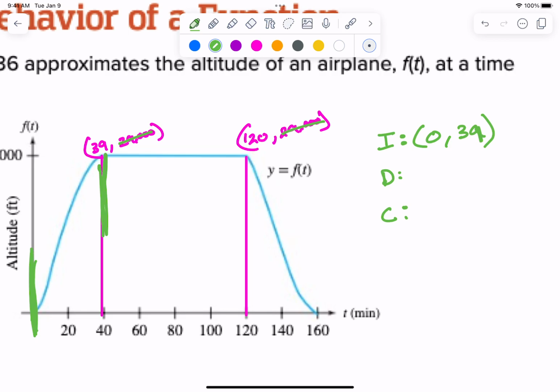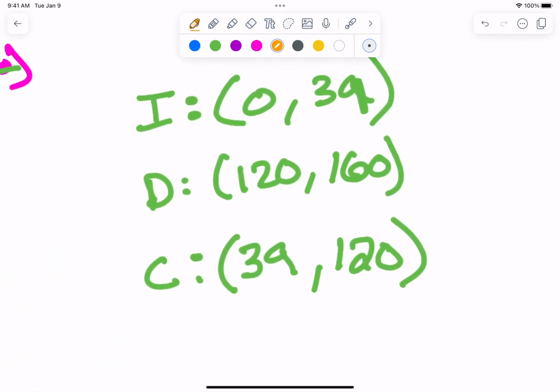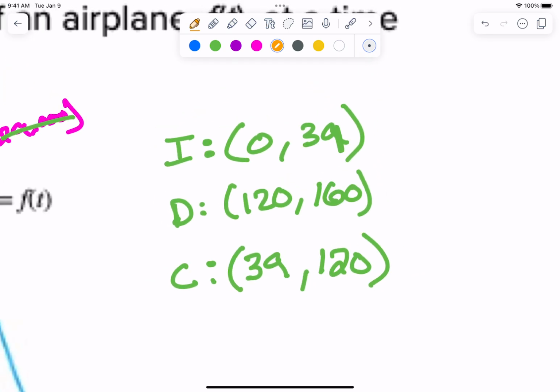Okay? He is then switching to constant from what to what? We'll go 39 to 120. Okay? And then he's decreasing from 120 to 160. Okay, the fact that we did parentheses instead of brackets means that it's not exact on 39 exactly what's happening.